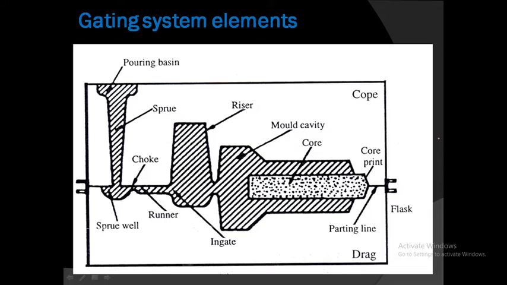The gating system is the term which refers to all passageways through which the molten metal passes to enter the mold casting. Okay, so it is nothing but the passageway which provides the way for the molten metal to enter into the mold casting.